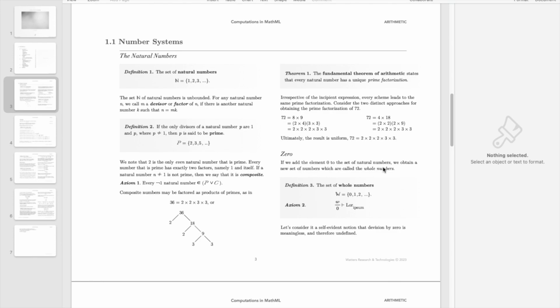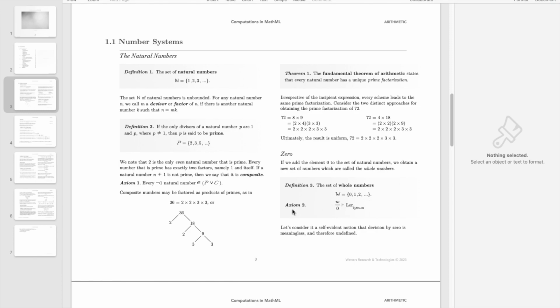All right, 0. If we add the element 0 to the set of natural numbers, we obtain a new set of numbers, which are called the whole numbers. These are our whole numbers. The natural numbers, counting numbers, with 0.